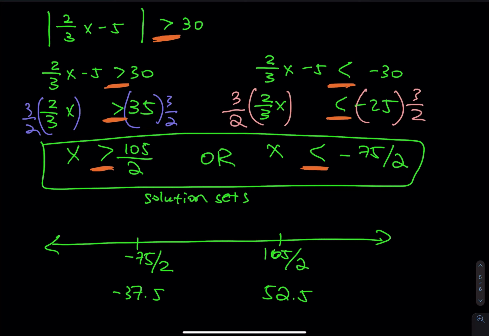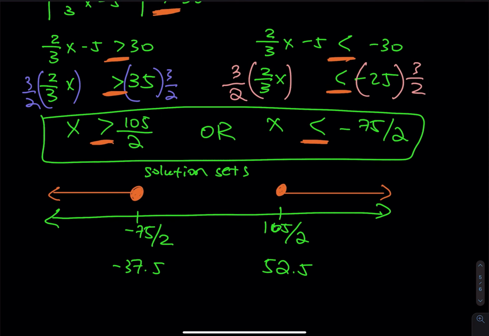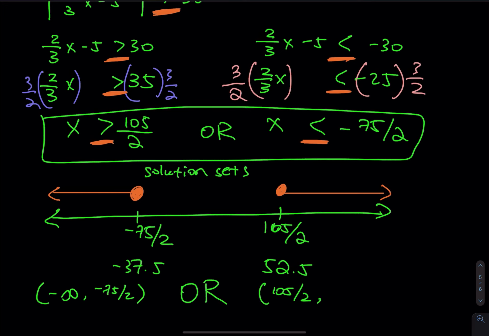So once you have an equal, then this must be a solid circle, and then this must be a solid circle. So greater than that, we shoot an arrow to the right. Less than that, we shoot an arrow to the left because we have small number on the left, big number on the right, and then the interval is from negative infinity to negative 75 over 2, and then or 105 over 2 to positive infinity.